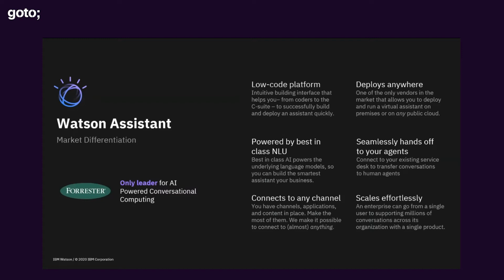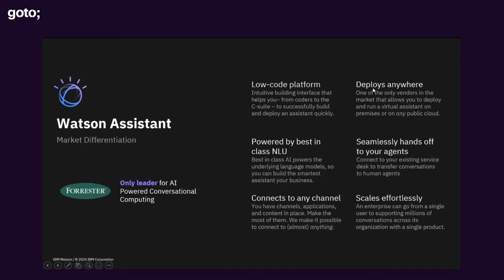Let's take a brief look at why we believe Watson Assistant is so good, and also because it has won some prizes. Let's look at some of the market differentiation. It's really a low-code platform, and as Tal will show, it is easy to quickly build and deploy an AI assistant. It's powered by best-in-class natural language understanding. And the last thing I will point out from this slide is that it can be deployed anywhere.